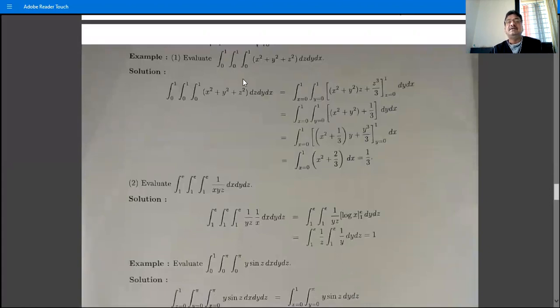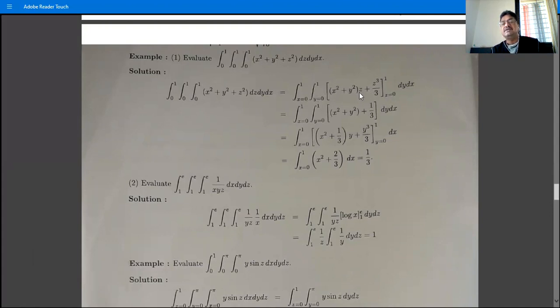Problem of triple integration. So the limits of x, y, z are all constant, so integrate with respect to z or y or x first. So here integration is with respect to z first, so x square plus y square is constant, so its integration is x square plus y square into z.